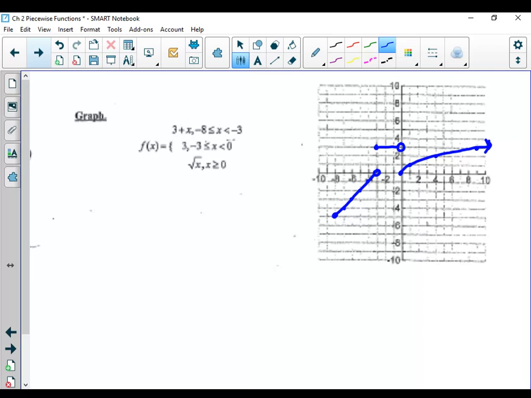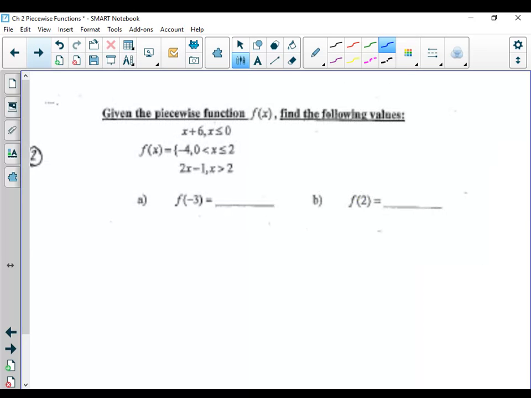Something else that you might be asked to do is evaluate a piecewise function. So they give you the piecewise function, and then they want to know on this one, well, what's f of -3? So what I have to do is decide which part of my function -3 would fall in. Well, in this example, that would be in the case where x is less than or equal to 0. So the function I'm going to use is x plus 6. I plug in -3, and so my output will just be positive 3.